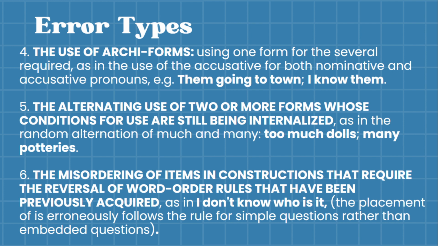And the last type of error is the misordering of items in constructions that require the reversal of word order rules that have been previously acquired. As in the sentence, "I don't know who is it." It should be "I don't know who it is." So the placement between is and it is reversed. It should be "I don't know who it is."